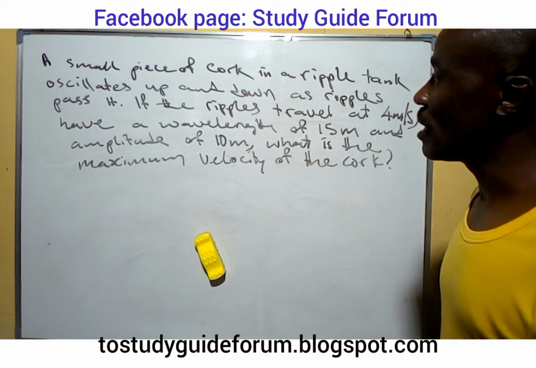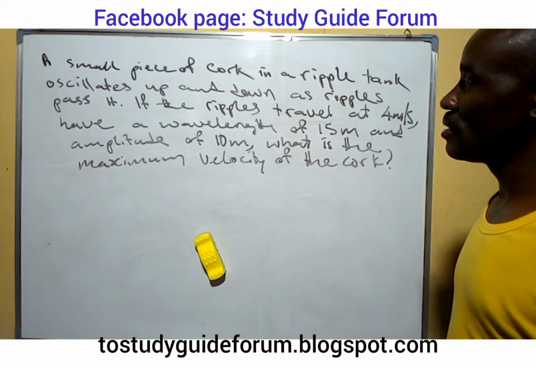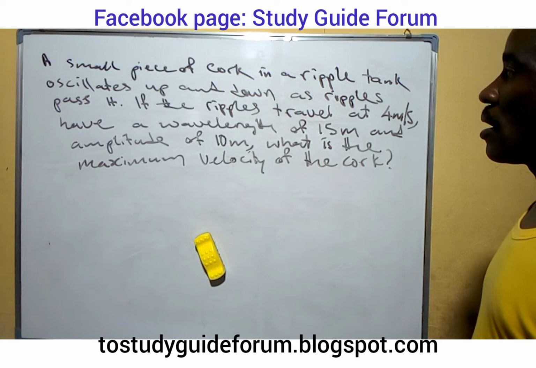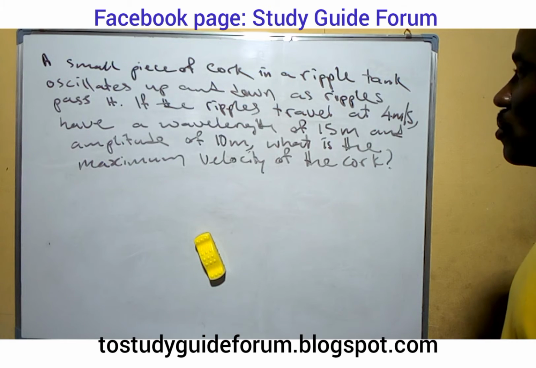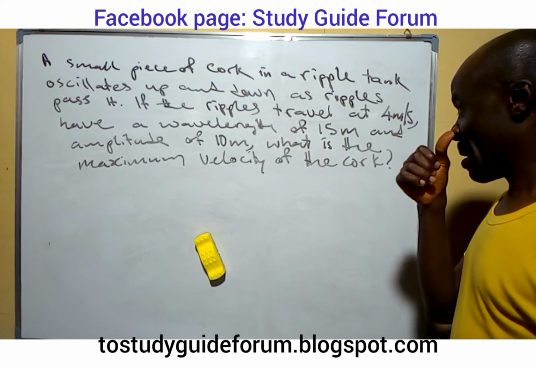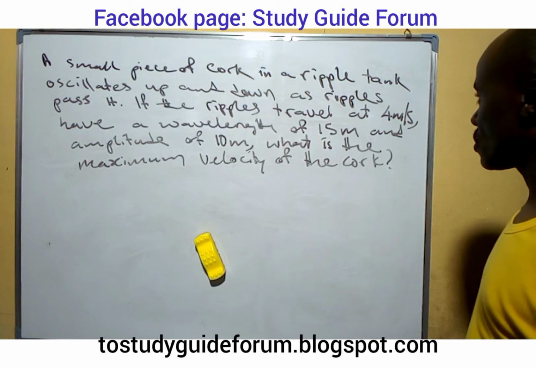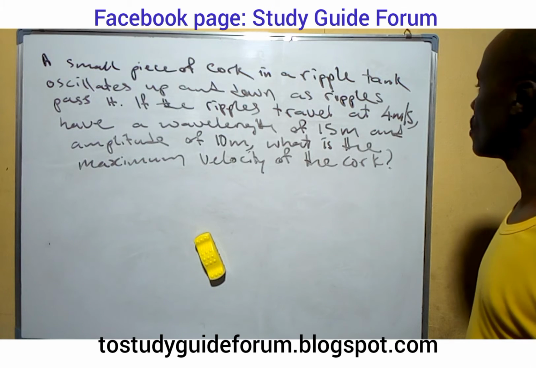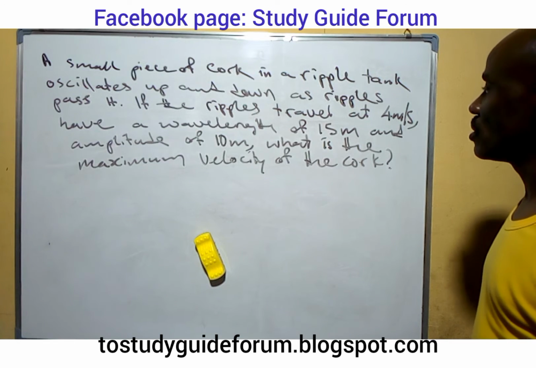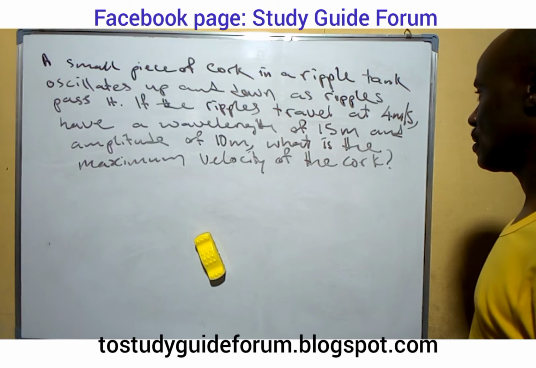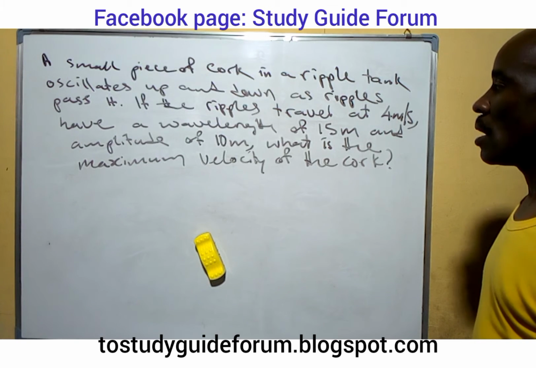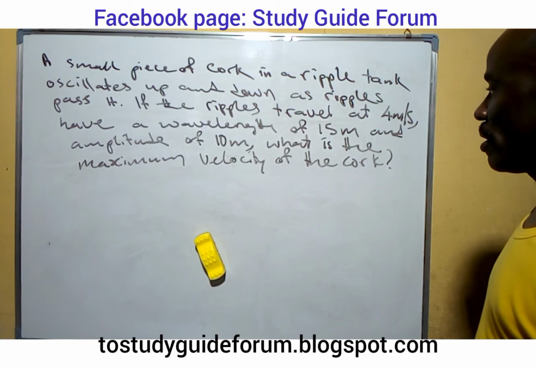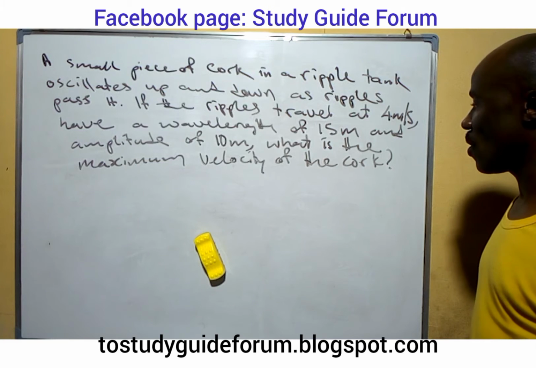In this case we're looking at the question that says: a small piece of cork in a ripple tank oscillates up and down as the ripples pass it. If the ripples travel at 4 meters per second, have a wavelength of 15 meter and amplitude of 10 meter, what is the maximum velocity of the cork?